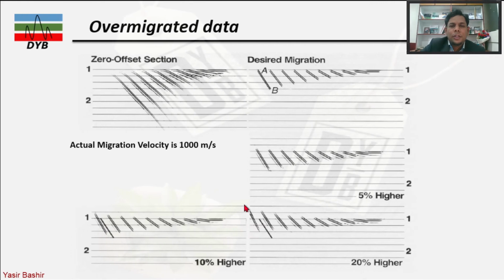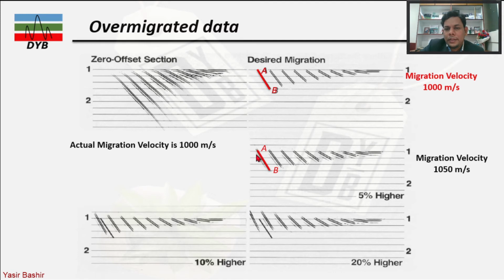So now you can understand the velocity concept during migration, which is under or over migration. Now let's look at the over migrated data. It's the same case as we discussed in the previous slide. We have the zero offset section, then we have the desired migration. Let's say this is the migrated data with the actual velocity, but when we use a velocity 5% higher, you see on the back side the reflector is moving toward the left.